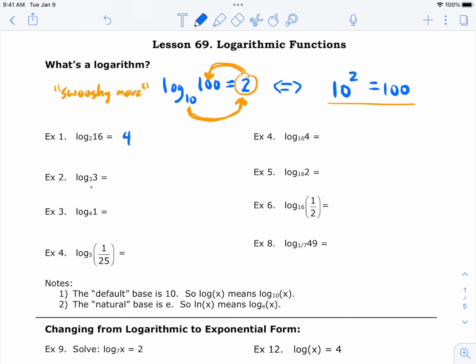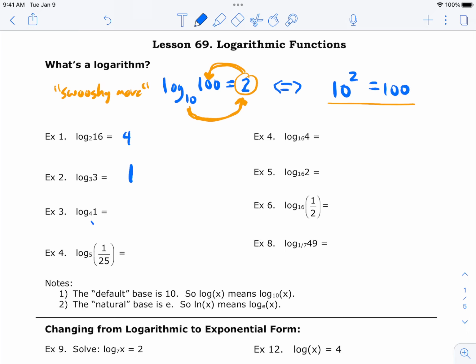Bunch more examples. Log base 3 of 3. 3 to what power is going to give me a 3? Well, wouldn't you just raise 3 to the 1 power? So log base 3 of 3 is actually just 1. You might want to pause and try the rest of these, see if you can figure them out. And if you get stuck on any, start playing again.